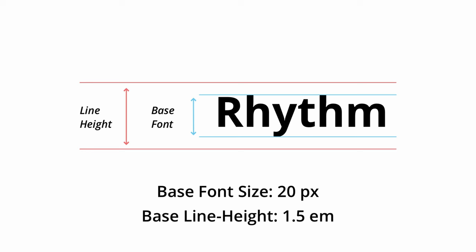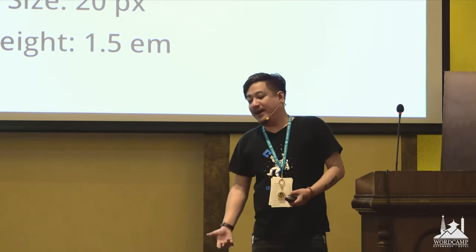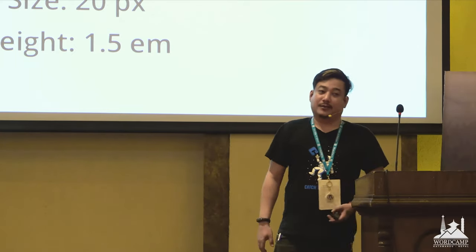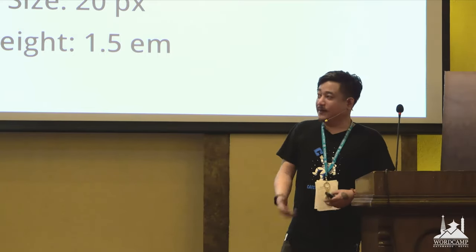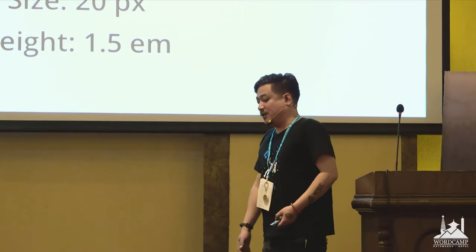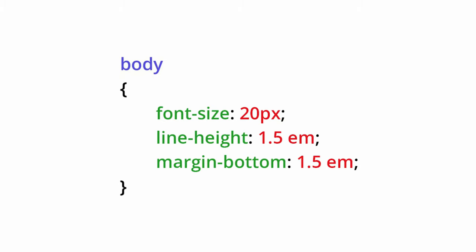For this example, I have chosen 20 pixels and a baseline height of 1.5 rem, which is usually right on target, according to my experience. So in our CSS file, we have to set our body font size to 20 pixels and a line height of 1.5 rem, and a margin bottom of 1.5 rem in our P tag. In the body tag, we have to set our margins to zero.